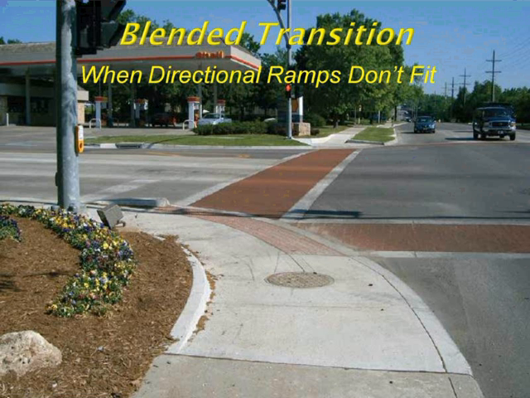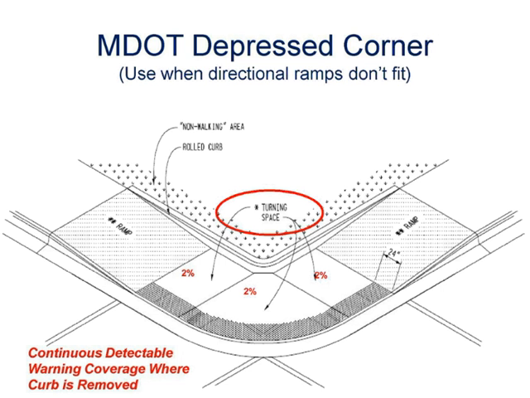Now in the real world, there's not always room for directional ramps. So what do you do? They have something in the ProAg called blended transitions, and that's where the curb cut goes completely around the radius and covers both directions. Our Michigan version is a depressed corner. That's a term they've added to the ProAg this last time around as part of what they call blended transition.